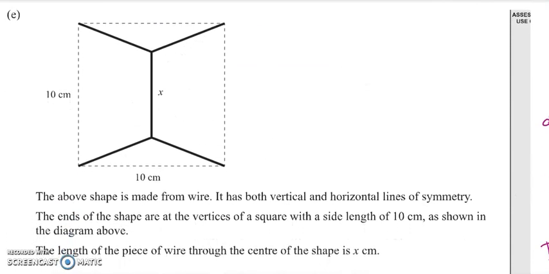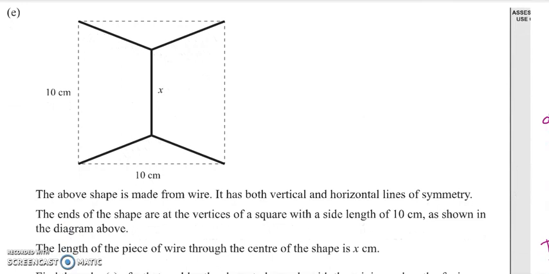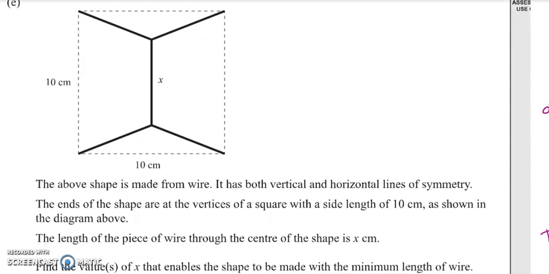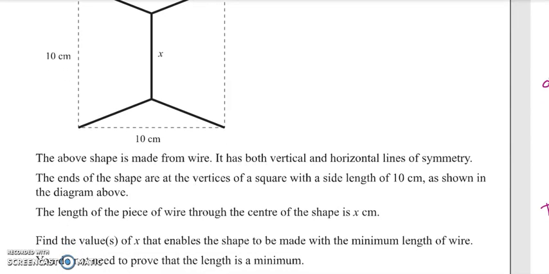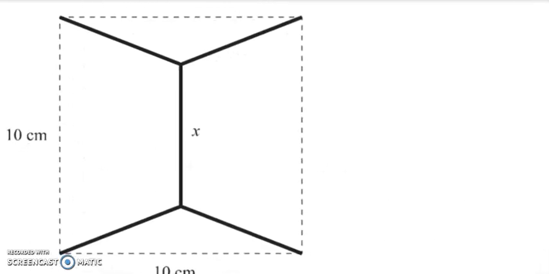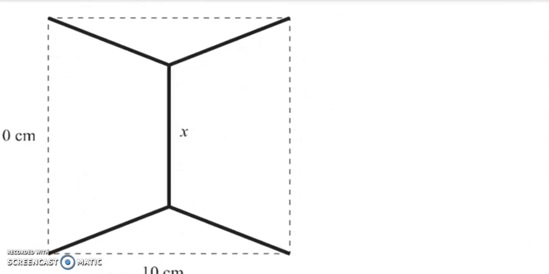All right, question E, we are on to our last bit of excellence. So we have this shape happening here. We've got these wire bits in between, and we're trying to find the minimum value for the total length of that wire. So we need to be able to find a total length for all of this wire here. Now, this length is no problem.